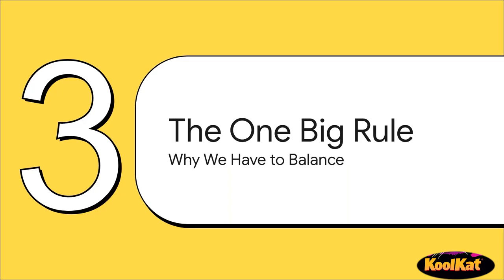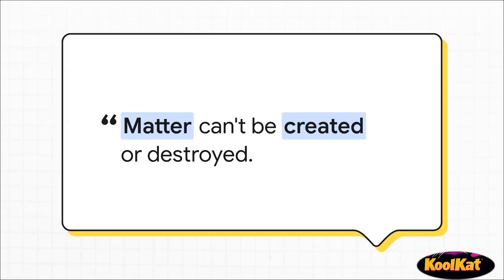So that brings up a good question. Why do we even have to balance these things in the first place? What's the point? Well, it all boils down to one of the biggest rules in all of science. It's called the law of conservation of mass. And all it says is, you can't just make stuff appear out of thin air, and you can't make it disappear into nothing. It's that simple.